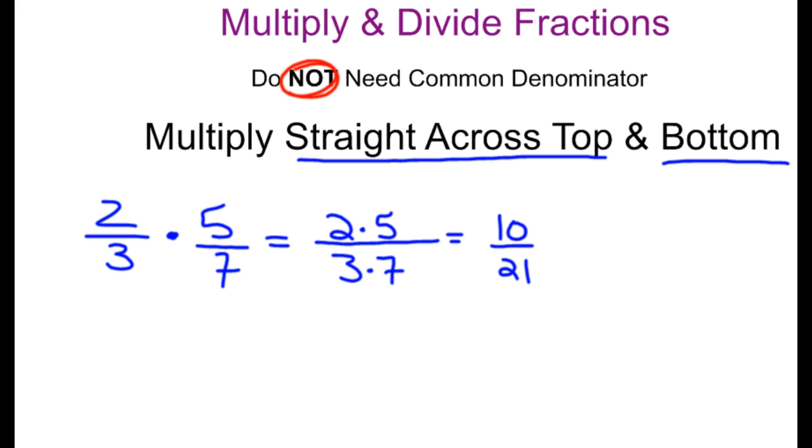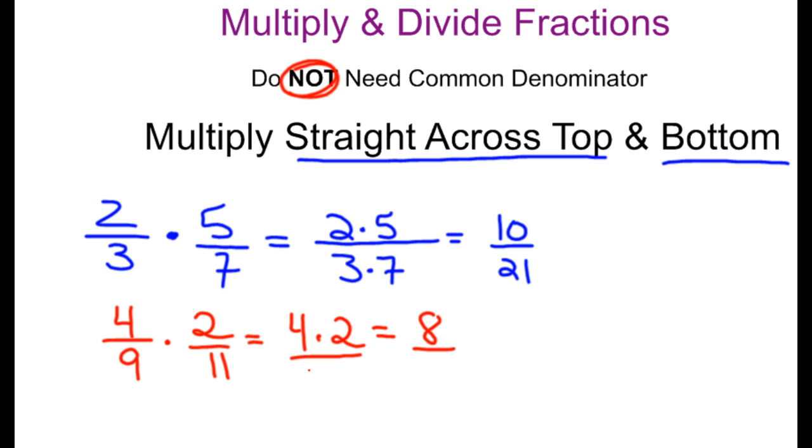Let's try another example. If we wanted 4/9 times 2/11, again, we're going to multiply straight across the top. 4 times 2 is 8. And in the bottom, we have 9 times 11. And 9 times 11 is 99. And that would be our solution.